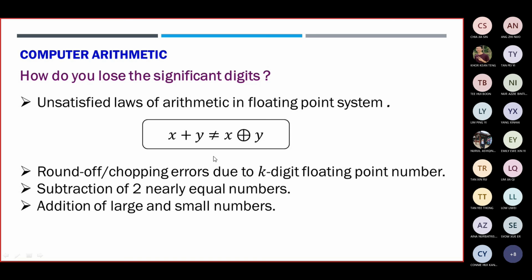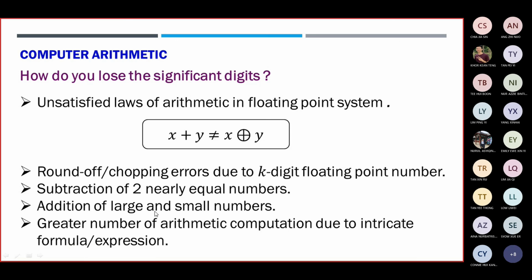So when you add, since the two numbers are of two different magnitudes, it also causes you to lose your significant digits. Okay, and at last, the greater number of arithmetic computations due to intricate formula. That means the more complicated or more sophisticated the formula or the expression. So these are the causes where you lose your significant digits in computer calculations.